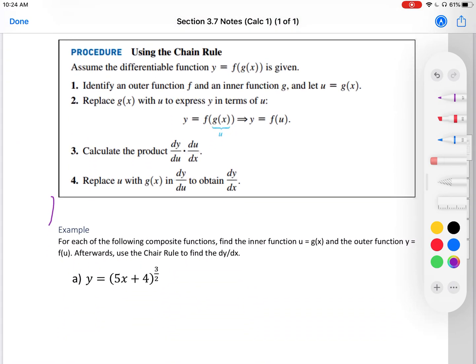Using the chain rule. Assume the differentiable function y equals f of g of x is given. 1. Identify an outer function f and an inner function g, and let u equal g. 2. Replace g of x with u to express y in terms of u. So y equals f of g of x, which implies y equals f of u. 3. Calculate the product dy/du times du/dx, and replace u with g in dy/du to obtain dy/dx.